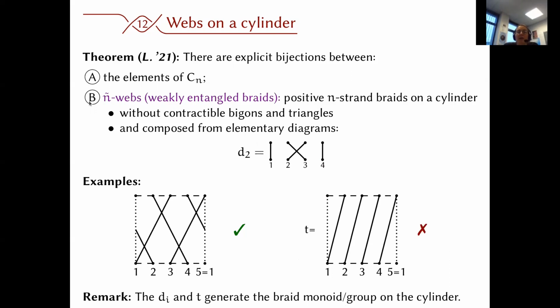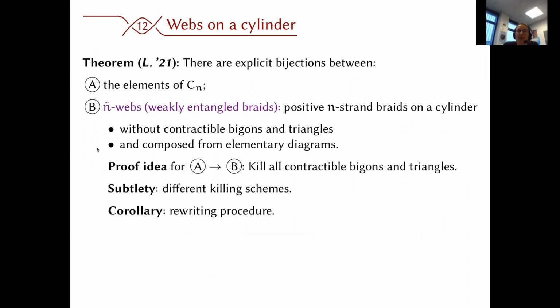I need to construct a map from B to A. So I need to interpret all the pictures, and this picture I cannot interpret, and it's not interesting for me. And so you see very well how to go from B to A. Let us now try to understand how to go from A to B. And it's again the same story. You look at contractible bigons and triangles, and you need to kill them.